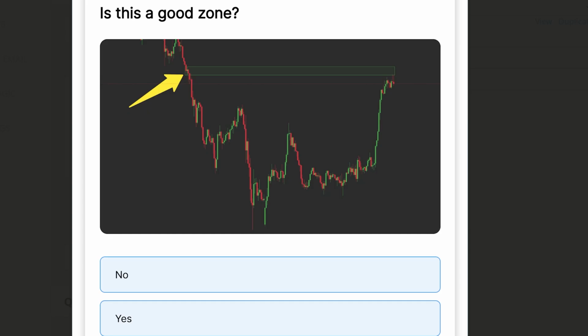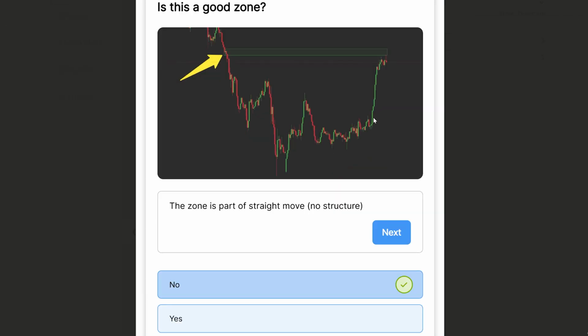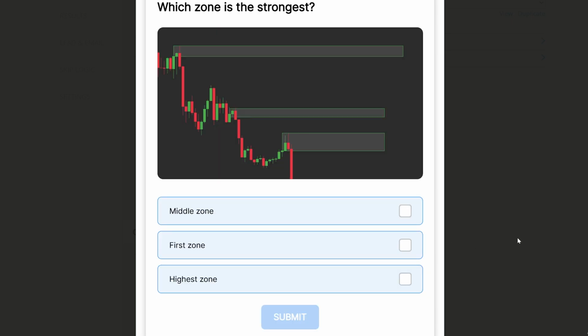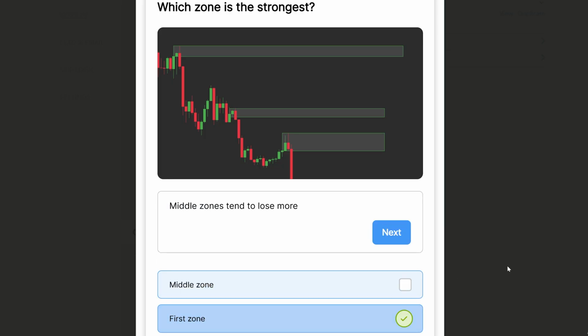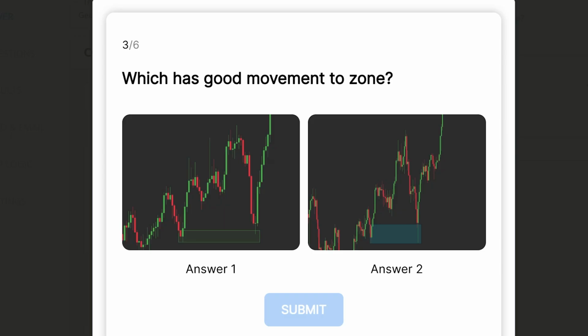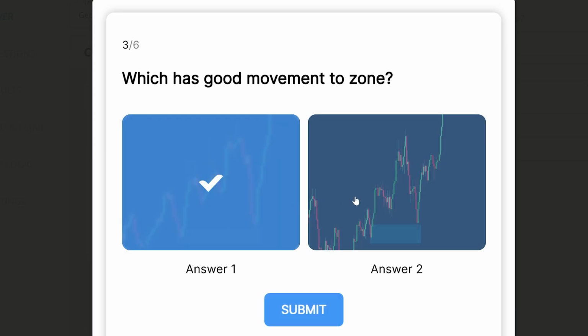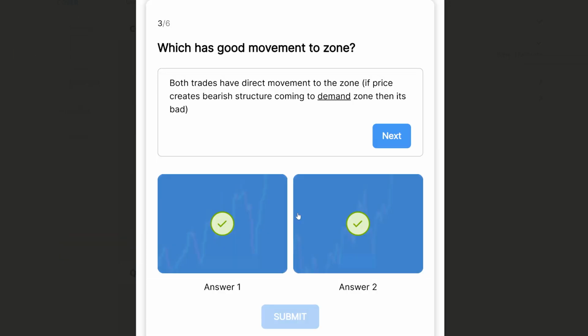Is this a good zone? No, because the zone is part of a straight move. There's no actual structure on the zone. Which zone is the strongest here? The highest zone, and then the first zone, because the middle zones tend to lose more. Which has good movement to the zone? Both of them have really good movement to the zone, because they're direct.